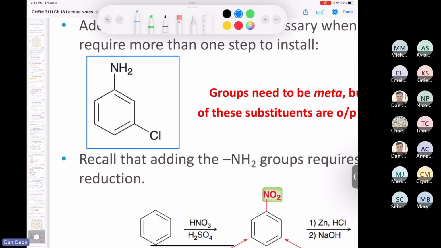Anyhow, if you look at these two groups, the amino group is ortho-para-directing, and then you've got a chlorine that's also ortho-para-directing. So what the hell do you do in this kind of case, right? You've got to be able to think backwards and say, well, the amino group could come from a nitro group. In a nitro group, I could install that first, and that's a meta-director, right? So that's why you kind of have to know all those reactions on table 18.2.